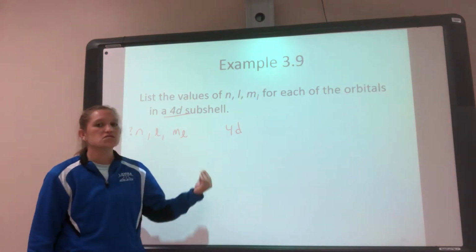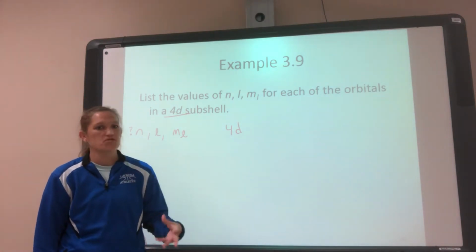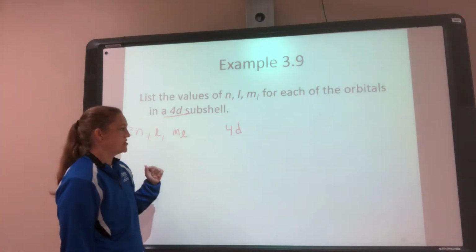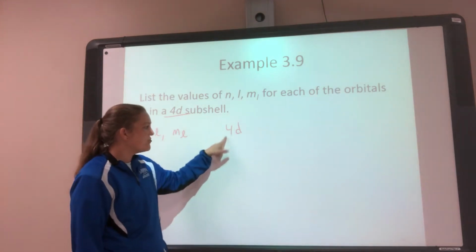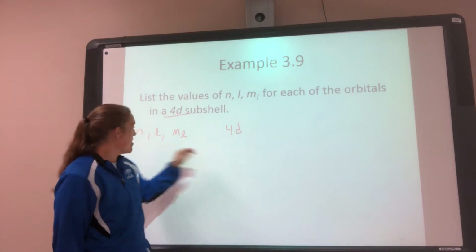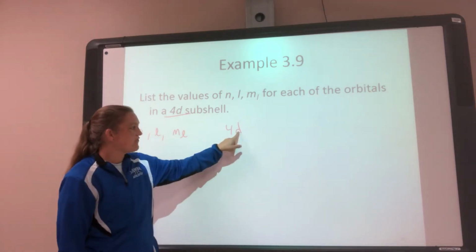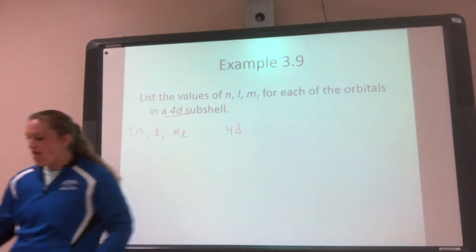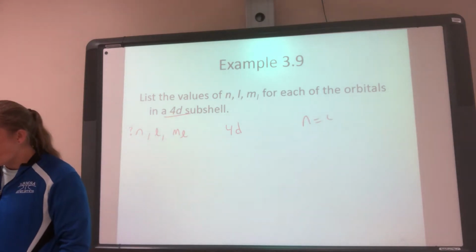So when we introduced the quantum numbers, I talked about what this format looks like. So this first number right here represents the N. So I know that my N is whatever goes in front of my letter. So the N is equal to 4.